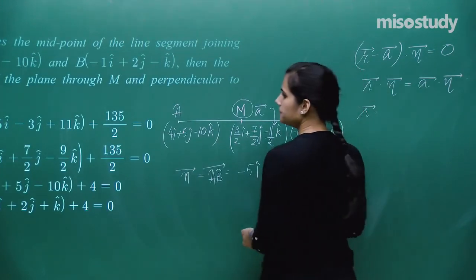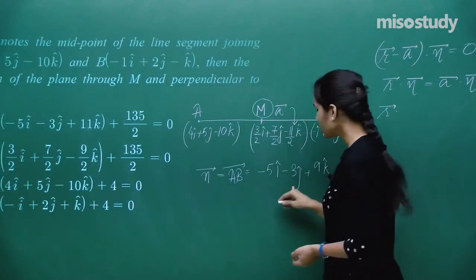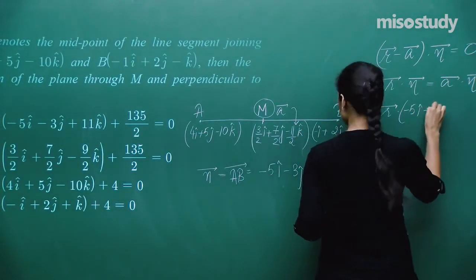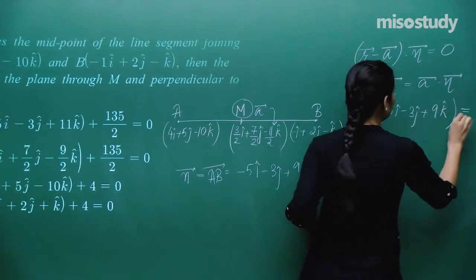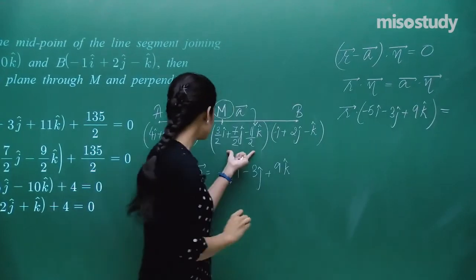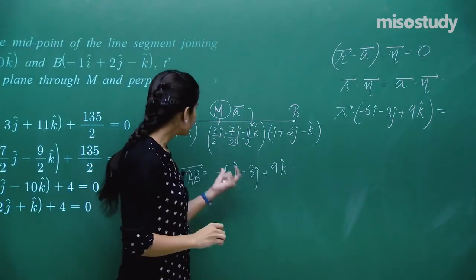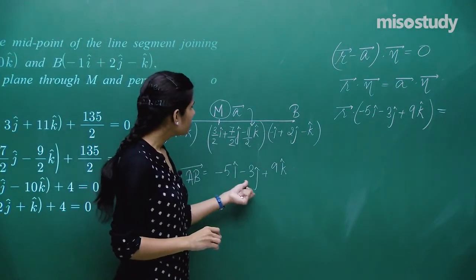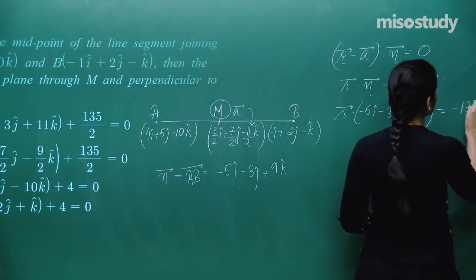Now you can see over here you have minus 5 i cap minus 3 j cap plus 9 k cap. A dot n, a vector is this, n vector is this. When you take the dot product, what you get is minus 15 by 2, minus 21 by 2, minus 99 by 2, that is going to give you minus 135 by 2.